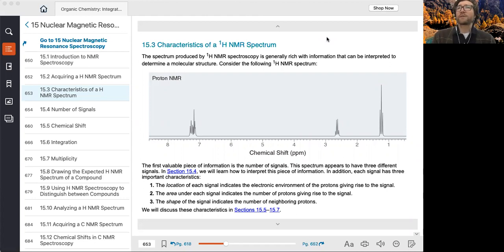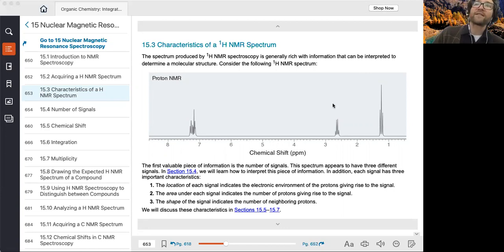A proton NMR spectrum has no real y-axis because units are arbitrary and they're not important. And the x-axis is in parts per million. This tells you, in general, we'll find out what that tells you a little later, because the location of each signal indicates the types of electronic environment that are surrounding the protons. So the location means, say, here between 1 and 2, here around 2.5, and here around 7 something.